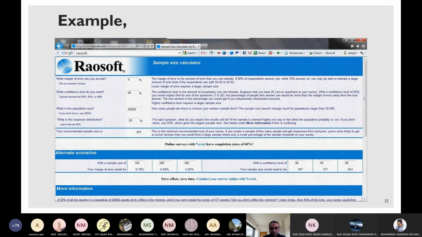You can see here the estimate: what is the response distribution? What is the estimate of the main variable of your research that you expect, the expected distribution, the expected outcome? Again, this estimate you can bring from literature or a similar study. So the Raosoft calculator is very simple and can be suited for survey research.